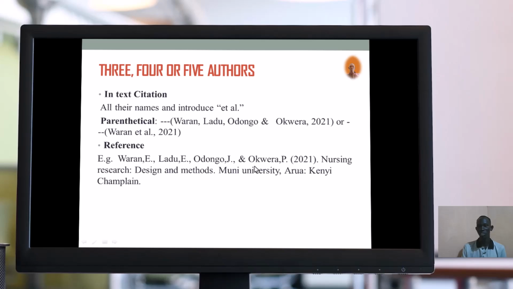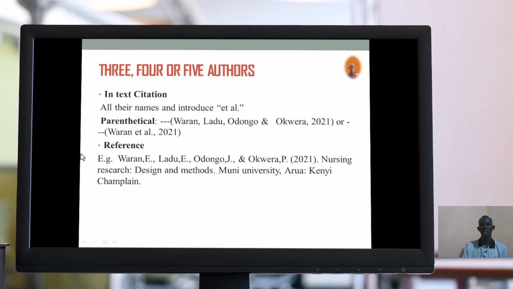What you need to do is you can use the symbol and. This symbol is normally used before the last author, and then you put the last author in initial, put the year of publication, the title of the book, then we have the place of publication, the city of the publication, and then we have the publisher. So that is basically how we can cite for 3, 4, or 5 authors.